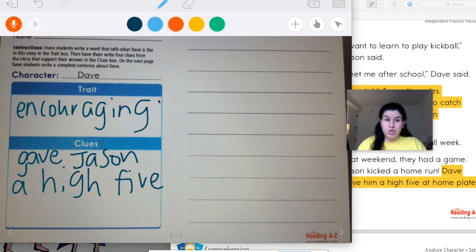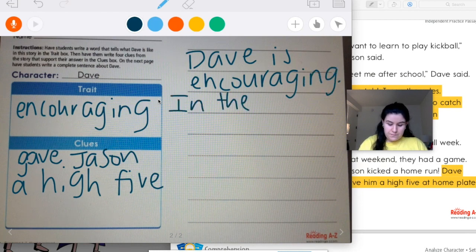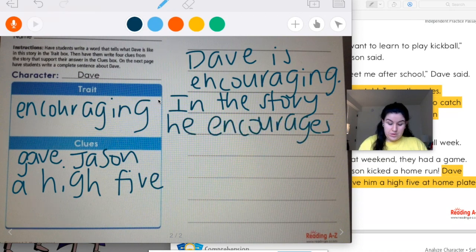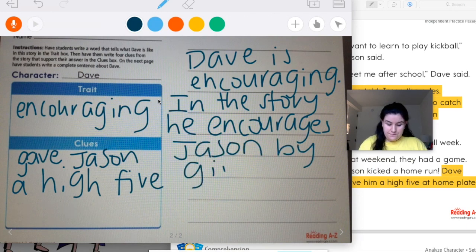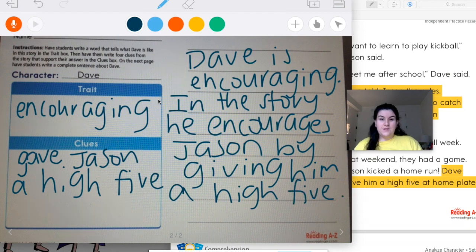Making sure to name the subject, who I'm talking about. Dave is encouraging. In the story, who does he encourage? That's right, he encourages Jason. He encourages Jason by giving him a high five. Period. Great.